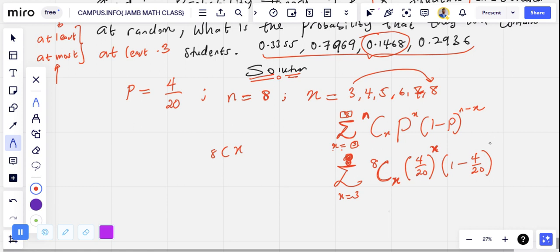So for this one, you have n is 8. Leave this one as x as well. Immediately when you press equal to, it will give you the final answer straight up. Just take your time to press this correctly. It will give you the final answer for 3, for 4, for 5, for 6, for 7, and for 8, added together. It will give you the final result straight up.